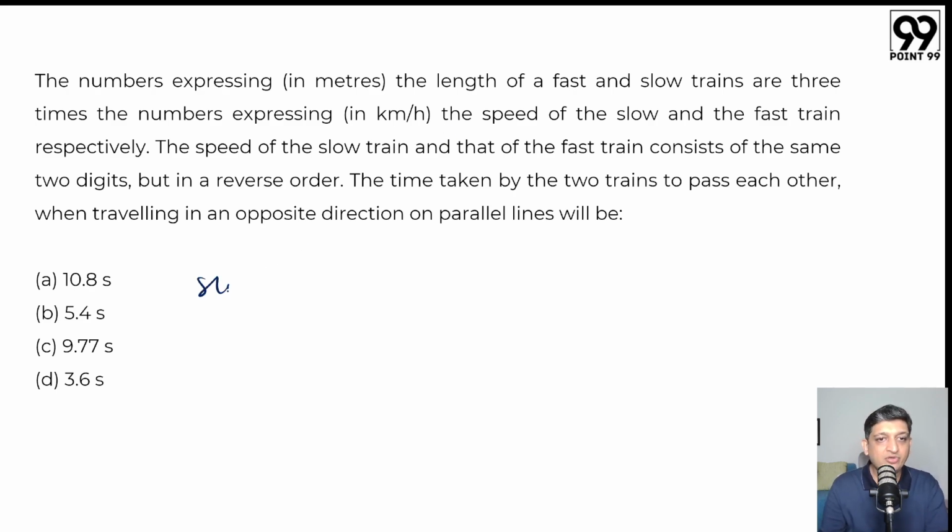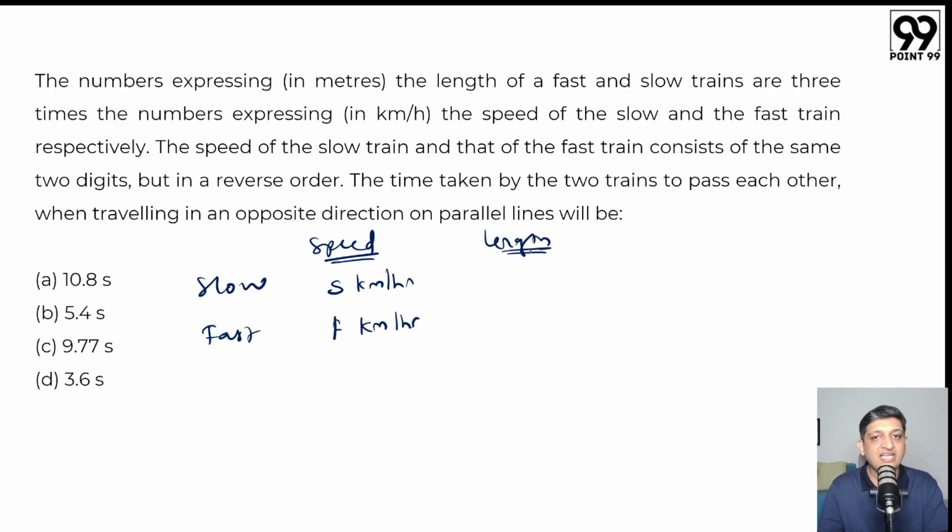So let's say I am talking about the slow train here, and the fast train here. Let's say the speeds of these trains are s kilometers per hour and f kilometers per hour. Now what can we say about the lengths of these trains? The length of the slow train is going to be 3 times the number expressing the speed in kilometers per hour. So I'll be able to say that the length is 3s meters, and the length here is 3f meters.